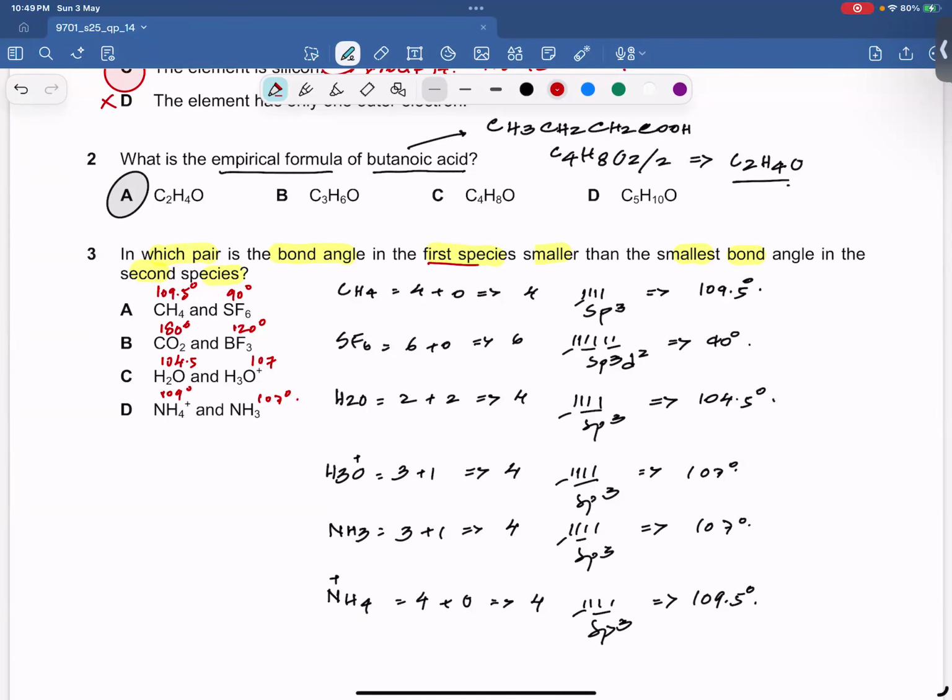So the first species is smaller here. Then the smallest bond angle in the second species. So the smallest bond angle in the second species is this, 107. So I believe C is going to be the right answer. Okay.